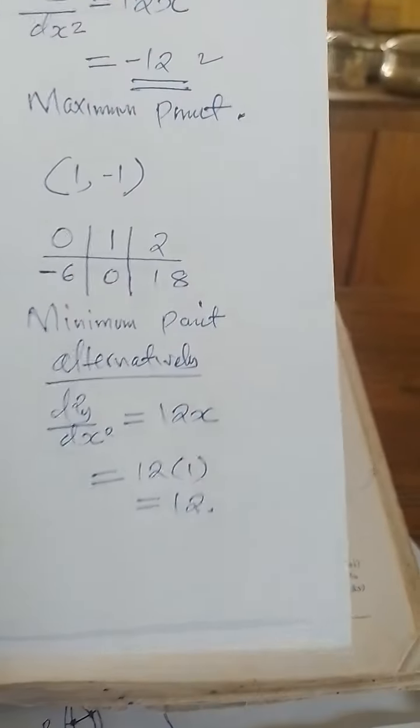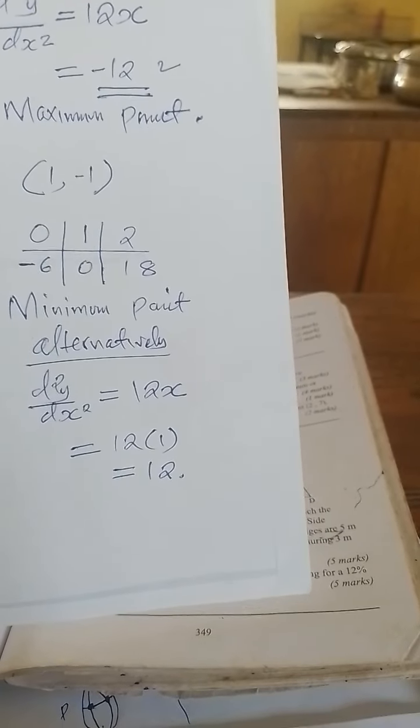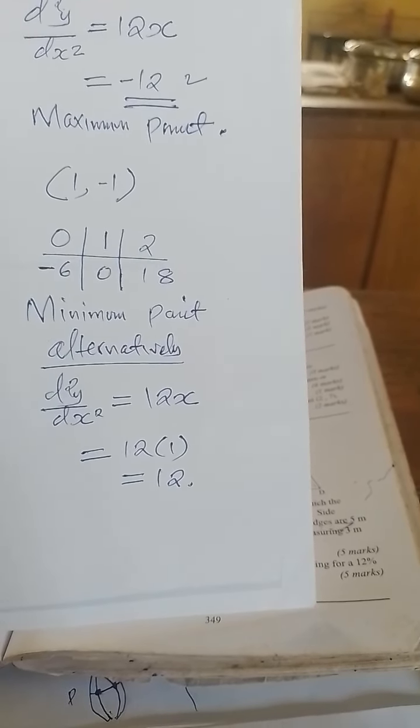Alternatively, you can differentiate dy over dx, which is equal to 6x squared minus 6. If you differentiate that again, it will give you 12x.